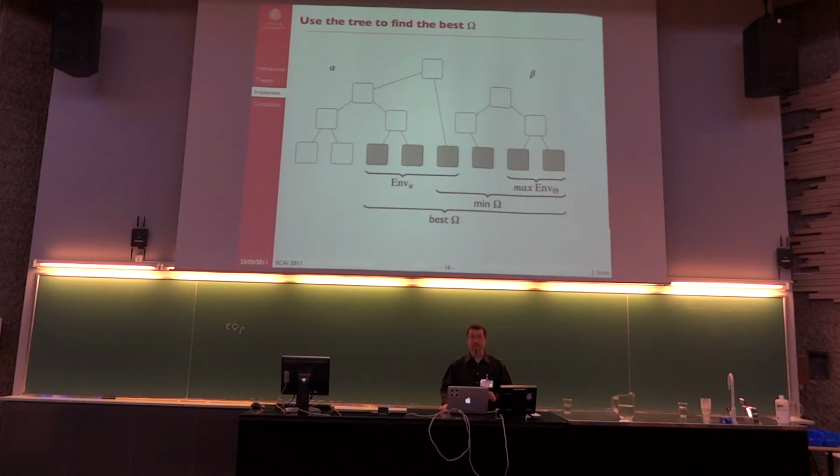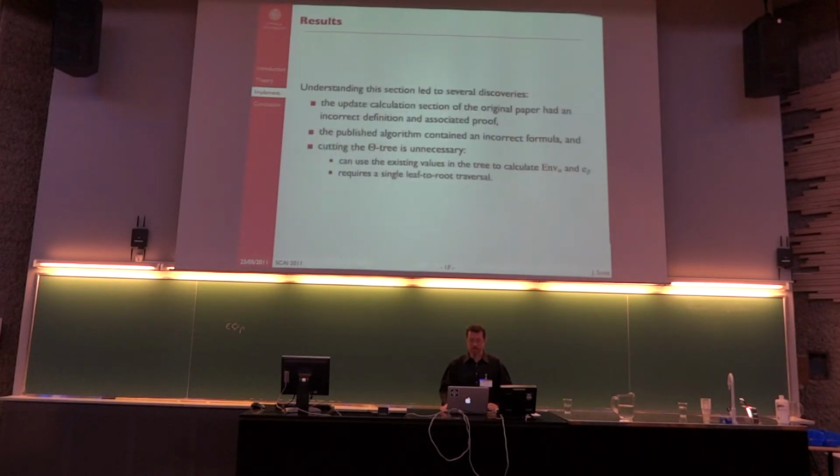Unfortunately, none of this was actually explained in the paper. It was just given as an algorithm. So once I understood exactly what we were attempting to accomplish there, I was able to figure out what was wrong with the implementation, which was, first of all, the update section of the original paper had an incorrect definition and the proof wasn't right, which is part of the reason why it was such a confusing section. And secondly, the published algorithm had an incorrect formula in it, which was messing up all of the calculations.